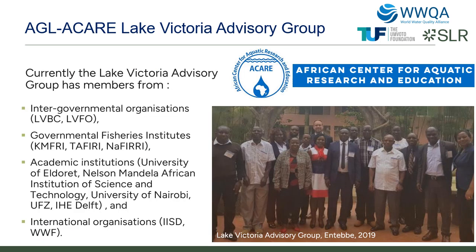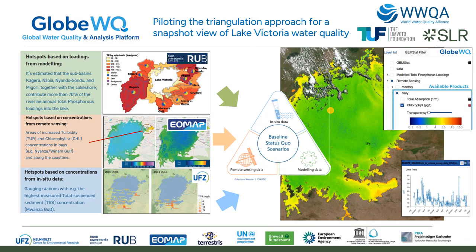The multi-stakeholder process was initiated through various engagements over the last 4 years. Key in this process was the involvement of AGL-ACARE, who formalized advisory groups for each of the 7 Africa Great Lakes, including Lake Victoria. The advisory groups each meet monthly to address various lake challenges. Importantly, the Lake Victoria Advisory Group has a diverse membership, including intergovernmental organizations, governmental fisheries institutes, academic institutions from Africa and abroad, as well as international organizations. Through these engagements over the years, there was a need identified by in-country Lake Victoria stakeholders for a tool to assess the potential for coastal eutrophication at the lake, especially as it relates to fisheries.